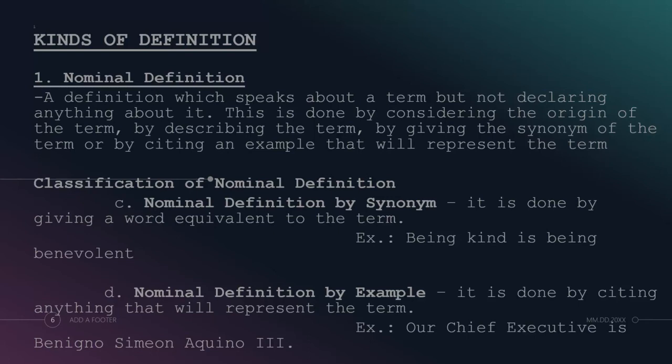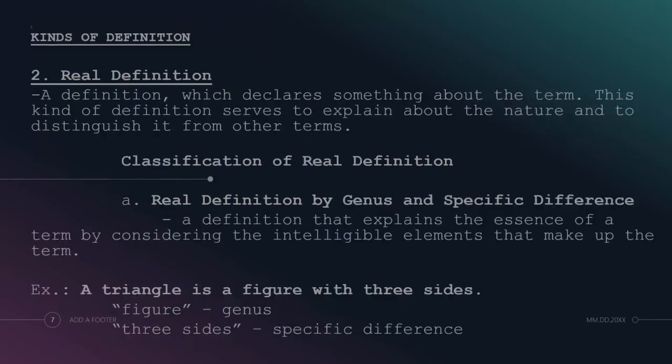Nominal definition by example is done by citing anything that will represent the term. Like yung kanina, yung chicken, ostrich, diba? Yun yung mga sample ng birds. So our chief executive is Benigno Simeon Aquino III. In this example, you're citing anything that will represent it. So sino ba yung president? Our president is Rodrigo Roa Duterte. So that name is an example of the word that you are trying to define, which is president.